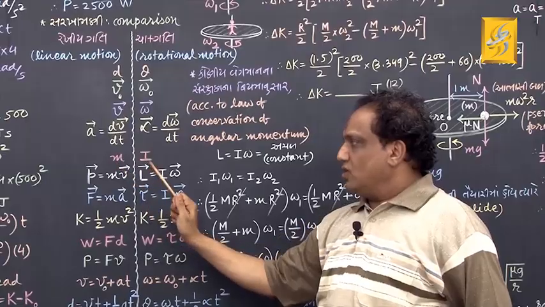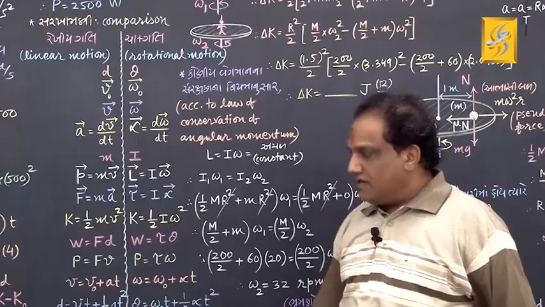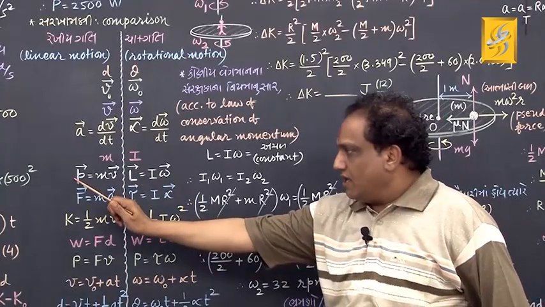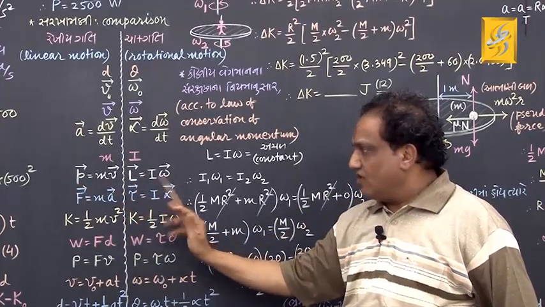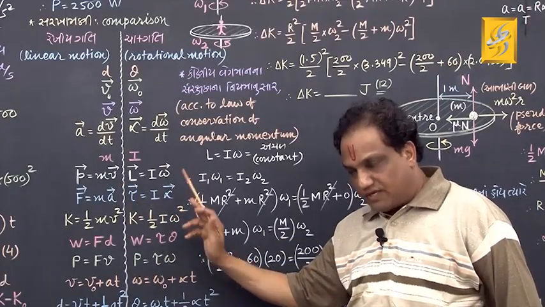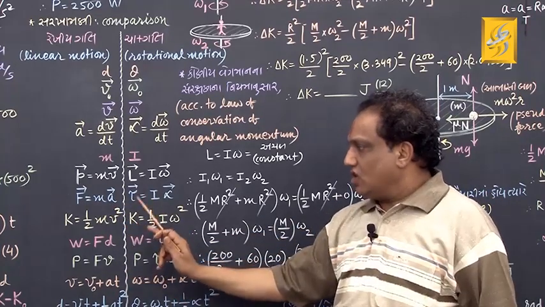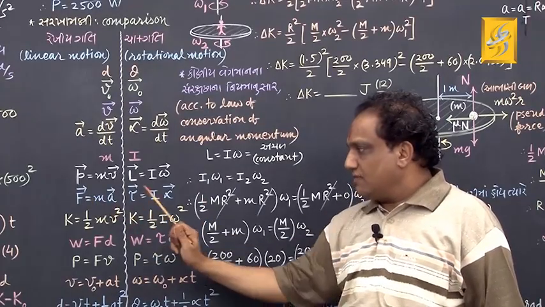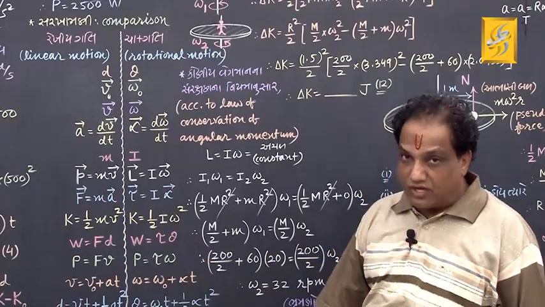Mass is similar to moment of inertia. Linear momentum vector P equals to m into vector v. Here angular momentum vector L equals to I into vector omega. Linear momentum is analogous to angular momentum. Mass is analogous to moment of inertia. Linear velocity is similar to angular velocity. Vector F equals to m into vector a. Here vector tau equals to I into vector alpha. Force is similar to torque, mass is similar to moment of inertia, and linear acceleration is similar to angular acceleration.